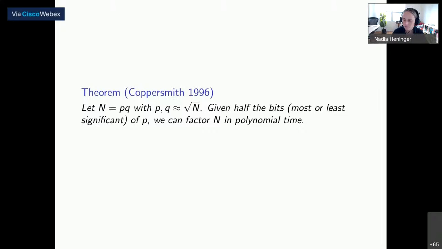We have sub-exponential time algorithms for factoring, but the fact that if you get half of the bits it's suddenly polynomial time, and that the running time essentially goes from sub-exponential to exponential, and then polynomial time right at that threshold, is kind of incredible.